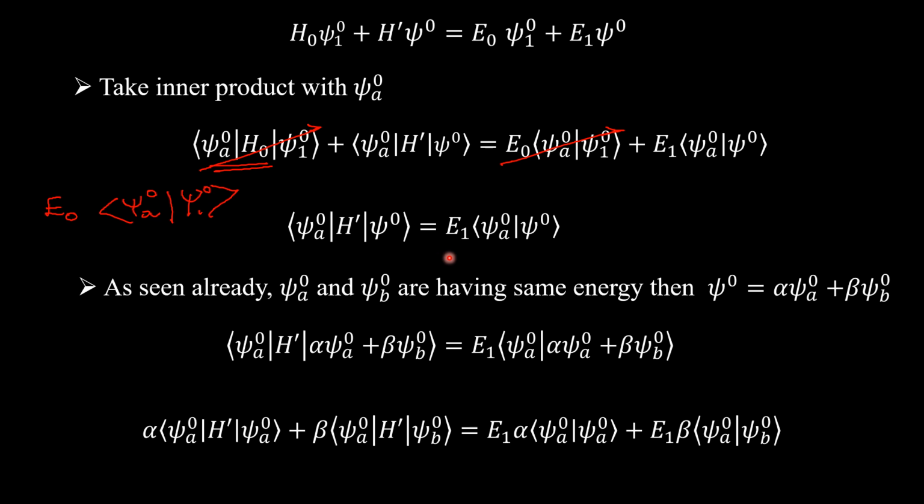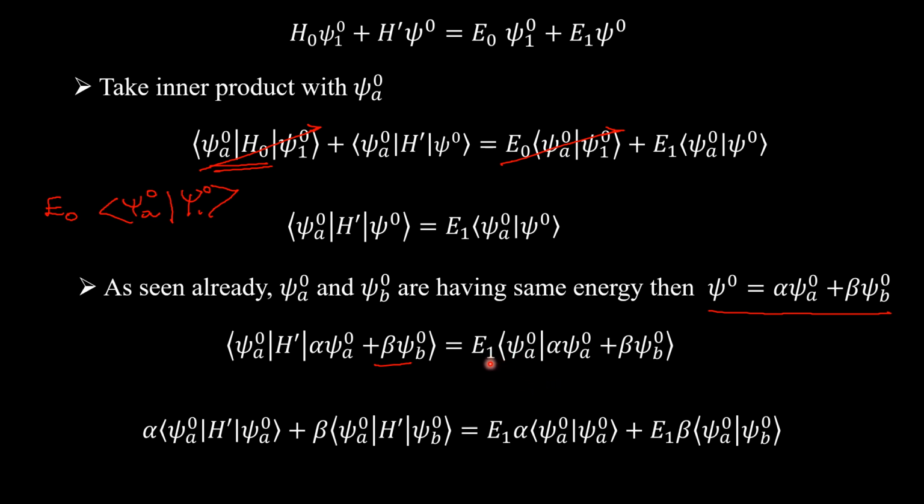Similarly, E1 times psi a 0 psi naught on the right hand side. So we have seen psi naught is equal to alpha psi a 0 plus beta psi b 0. You replace this ket vector by this one: alpha psi a 0 plus beta psi b 0. Same thing here. Now you can split both the right hand side and the left hand side inner product into two parts. First, you take alpha outside. Then you will get psi a 0 H prime psi a 0. Then you take the beta term. Beta you take outside, then psi a 0 H prime psi b 0.